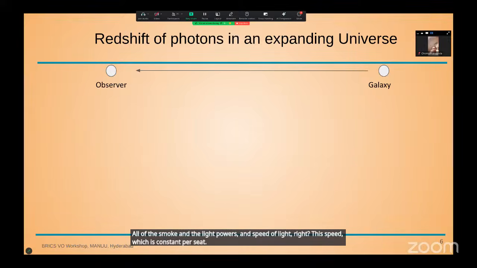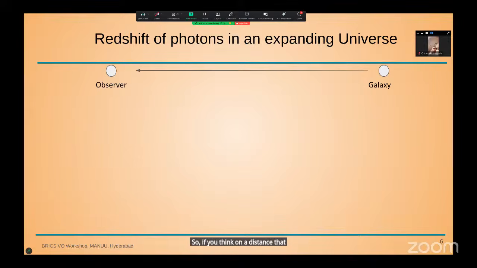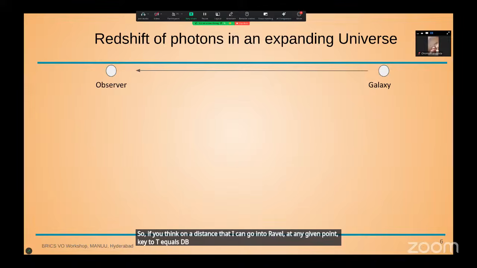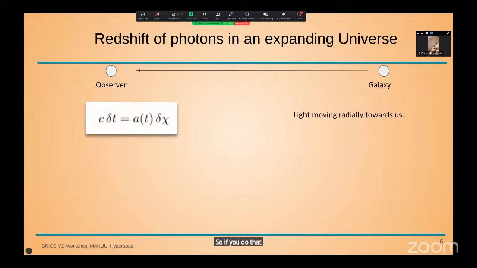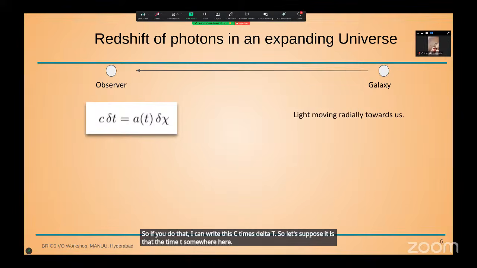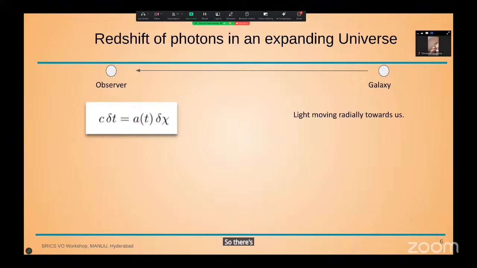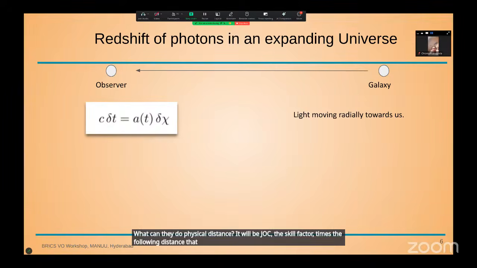So the physical distance that light is going to travel from time t to t plus dt will be equal to c times delta t. So let's suppose it is at the time t somewhere here. Then c times delta t will be equal to the physical distance it travels. What will be the physical distance? It will be a of t, the scale factor, times the moving distance that it travels during that time.